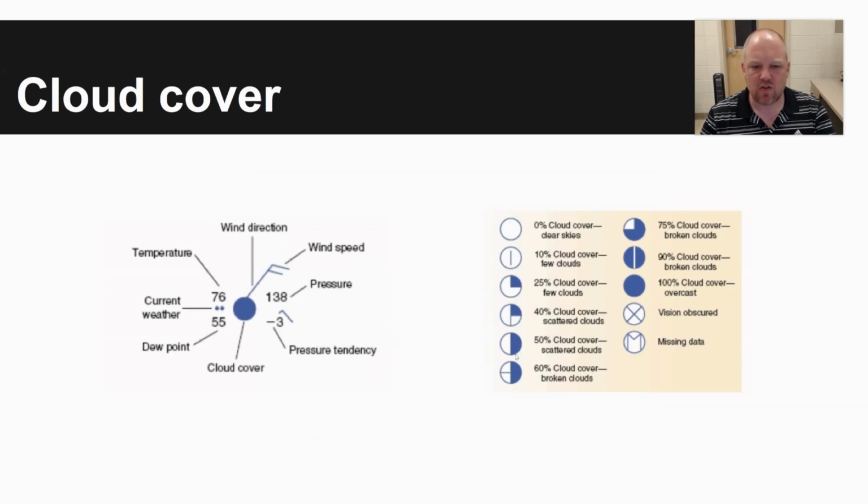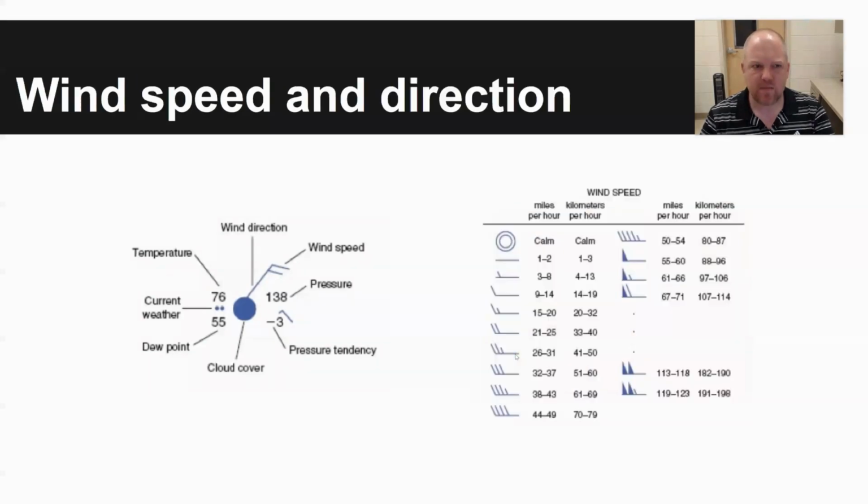The center circle that you see in a station model shows you cloud cover. If it is completely white, that means you have 100% clear skies, no cloud coverage whatsoever. If you have a completely shaded in circle, that would mean you have 100% cloud cover. And you can see all the different symbols that show different cloud cover scenarios.